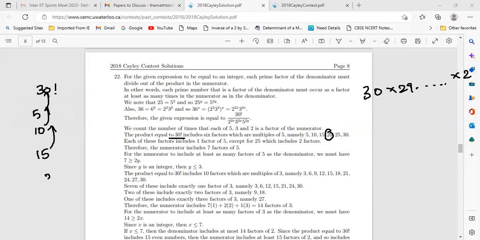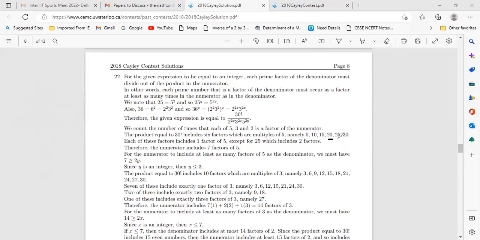Somewhere you will have 2 as well, right? So this 30 into 2 will give you 60 also. So 20 is also going to be a factor of 30 factorial. And for 25, again, when you expand 30 factorial, you're going to have some answer for the multiples of 20, right? So 20 is also possible, 25 is also possible, 30 is also possible.